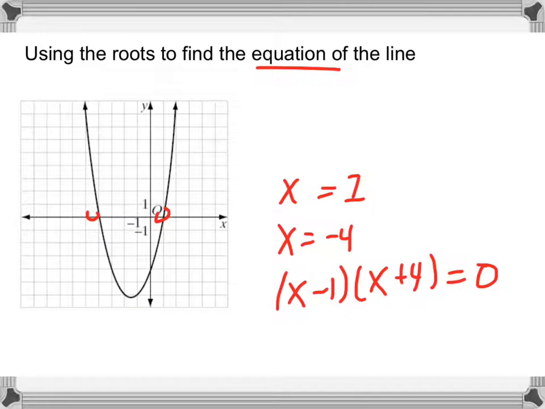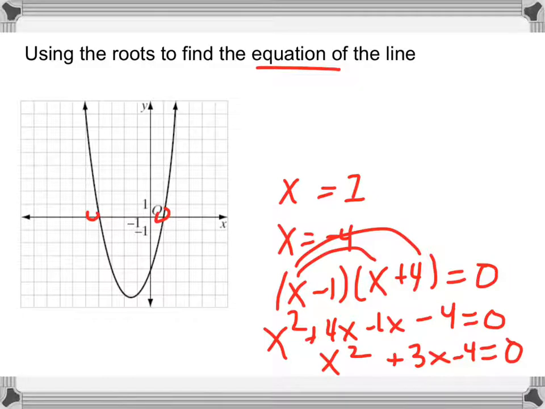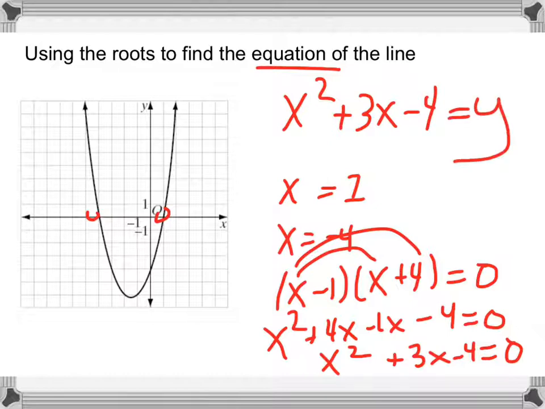Now if I FOILed this out, I'd have x squared plus 4x minus 1x minus 4 equals 0. So this would be x squared plus 3x minus 4 equals 0. So my quadratic function is x squared plus 3x minus 4 equals y.